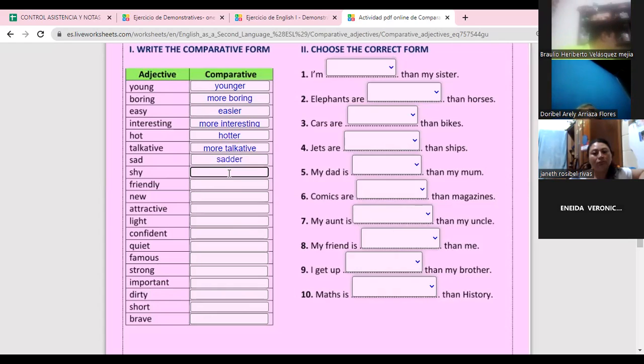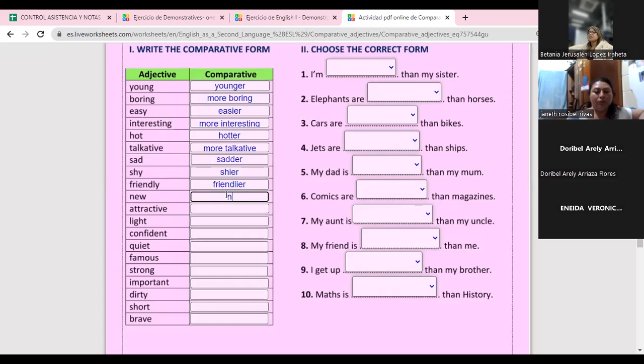Okay. Shy. Shyer. Friendly. Friendlier. New. Newer. Attractive. More attractive, because it's a long adjective. Light. Lighter. Confident. More confident. Quiet. Quieter. It could be quieter or it could be more quiet.